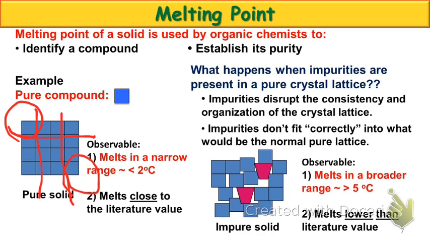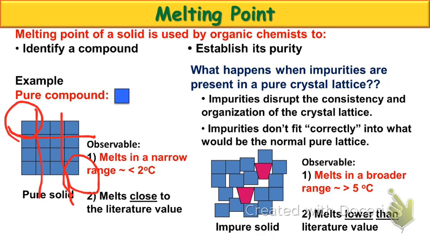Probably water. Why do you say water? Because it melts at 0 degrees Celsius. You're comparing it to that literature. So when it's close to the literature value, okay, you can identify in that case. So if it's a pure compound, we would expect it to be very close to what we expect that compound to be. Make sense? So what happens if we mess with it and we throw in an impurity?